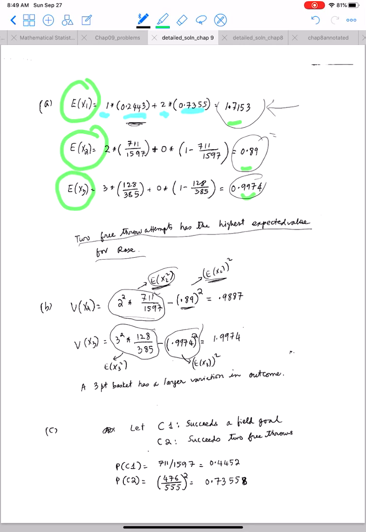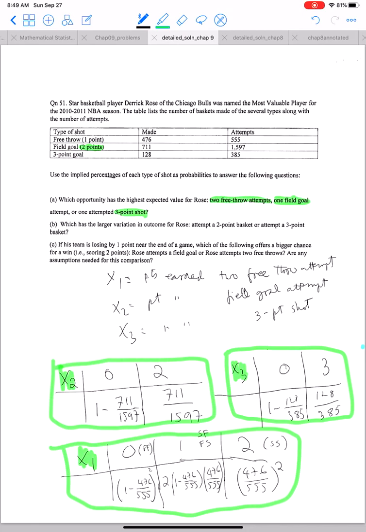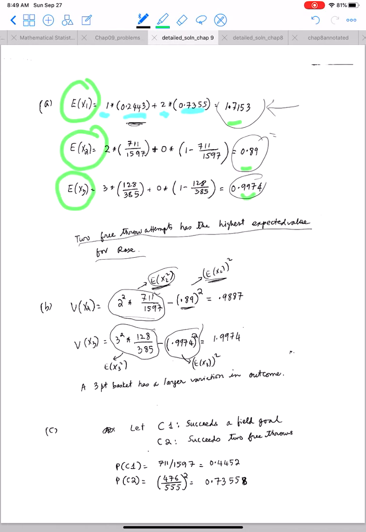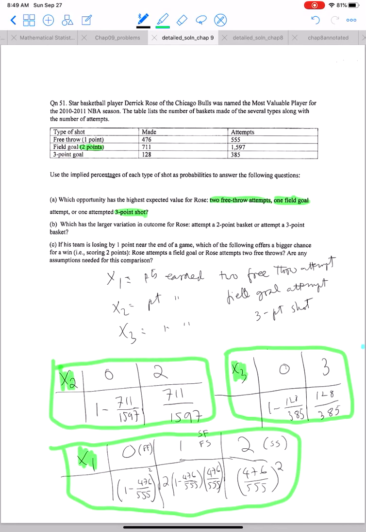What about variance of x3, which is expected value of x3 square minus expected value of x3 whole square? So what is expected value of x3 square? It is 3 square times 128 by 385, because x3 took the values only 0 or 3. So we don't have to include 0, just the 3 is enough, minus expected value of x3 whole square. Now we compute the two numbers and we look to see which one has a larger variation in outcome.